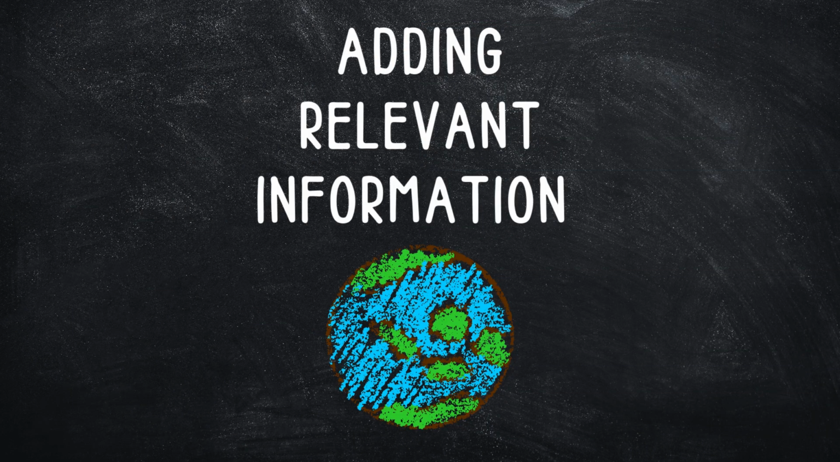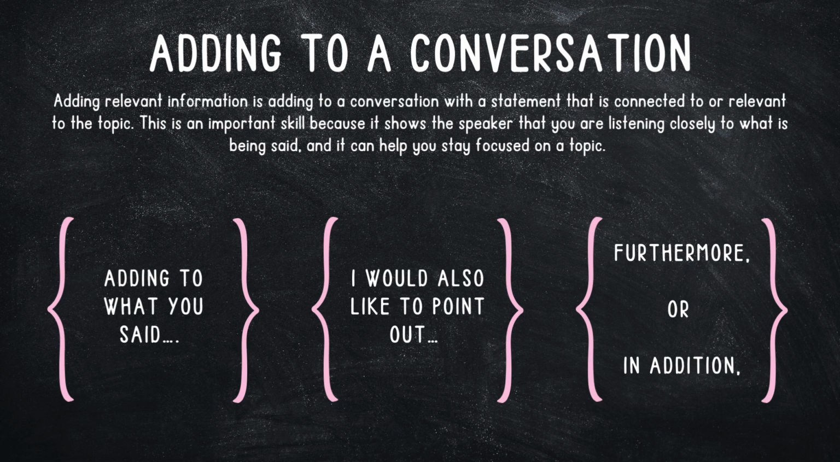Next, let's discuss adding relevant information. Adding relevant information is adding to a conversation with a statement that is connected to or relevant to the topic. This is an important skill because it shows the speaker that you are listening closely to what is being said, and it can help you stay focused on a topic.